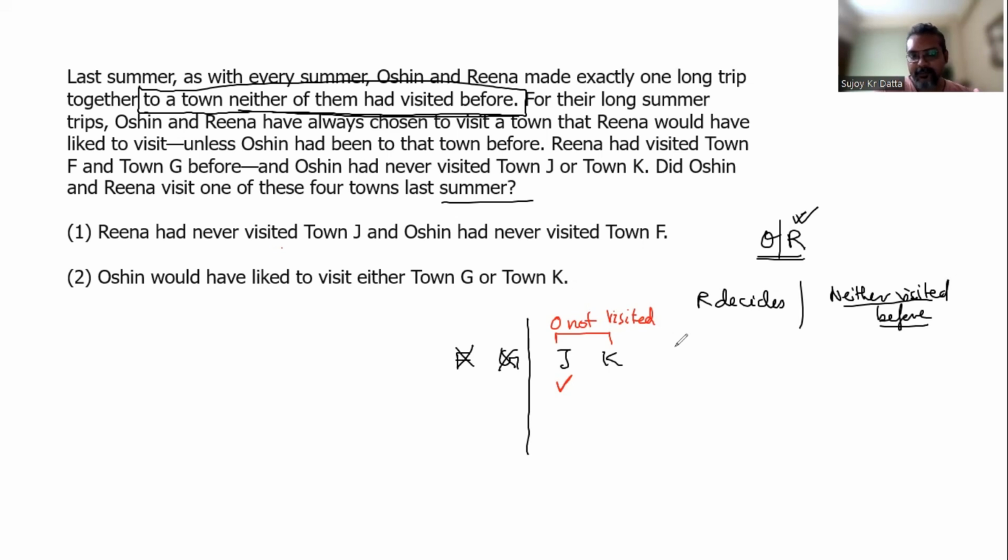Okay. So O has nothing to decide. O has not visited J and K. O is okay to go to both of them. It depends on whether R decides or not. The first statement says that R never visited J. So if R decides, then they will go. If R does not, then they will not. But just because R has not visited J does not mean that she will decide.